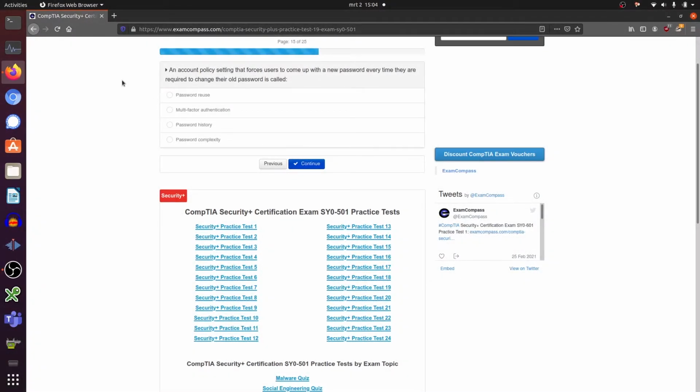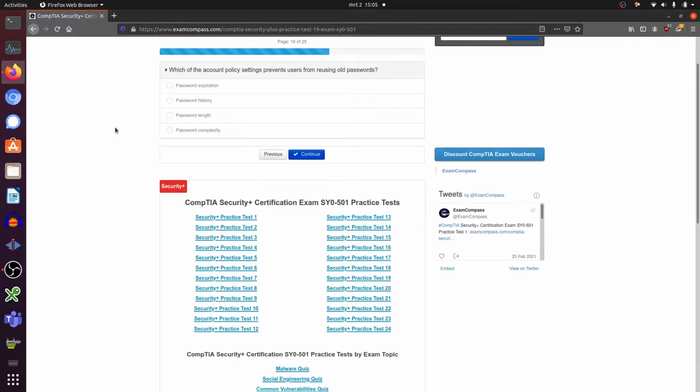An account policy setting that forces users to come up with a new password every time they are required to change their old password is called, let's see, password history. So then there's a small reminder in that account policy, and let's say that the last 3 passwords are being stored. So if you go back to an old password that you used before, the system will say, listen, you used this password before, think of something new, and that's called password history.